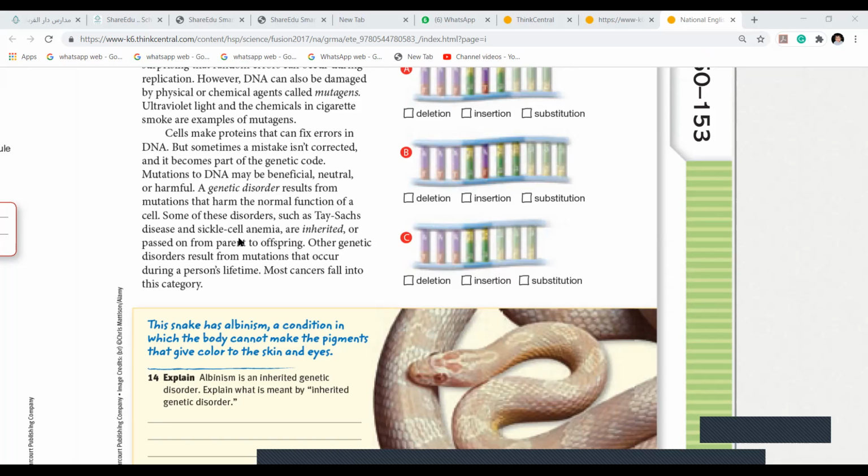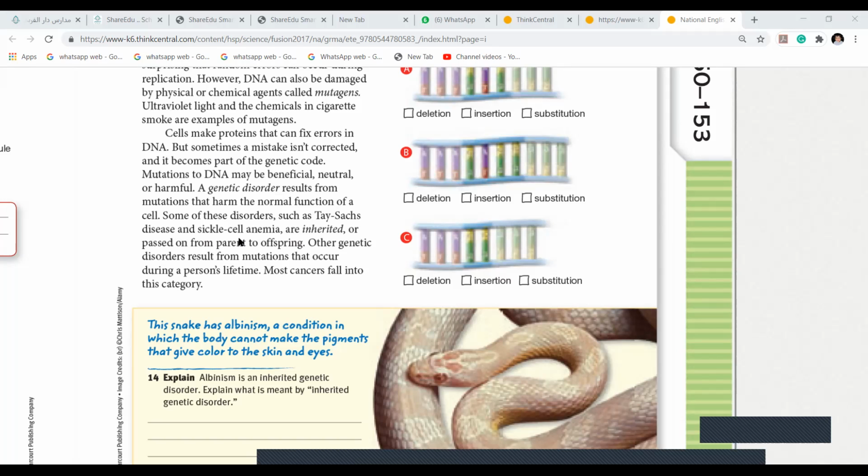Maybe if the father or the mother or the grandparents have this disease, one of the babies or one of the grandchildren might have this disease without any other reason, because their grandfather had it. Tay-Sachs disease and sickle cell anemia are inherited, passed from a parent to offspring.